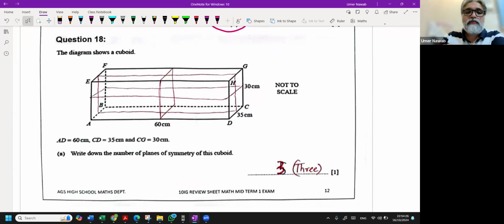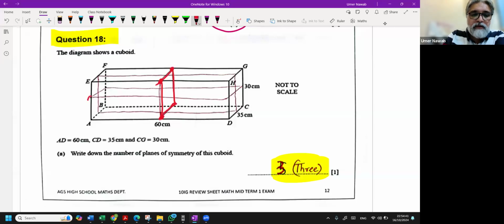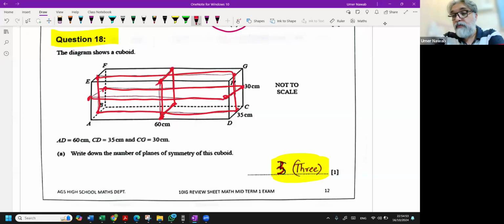Now in front of you, we have a cuboid. We know that we can draw 3 planes of symmetry. You can pick the midpoints. This is my first plane, midpoints along the heights, join them. Second plane, midpoints along the widths, join them. You can find the third plane. So there are 3 planes of symmetry you can draw in the rectangular prism or cuboid.